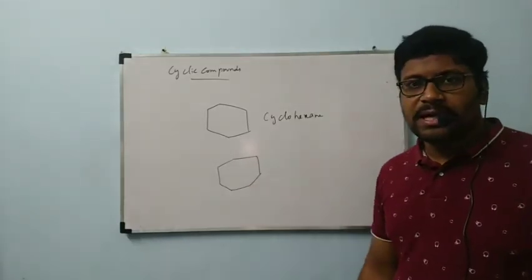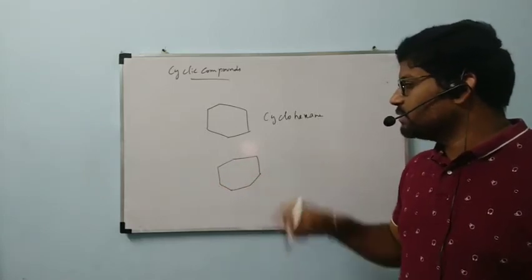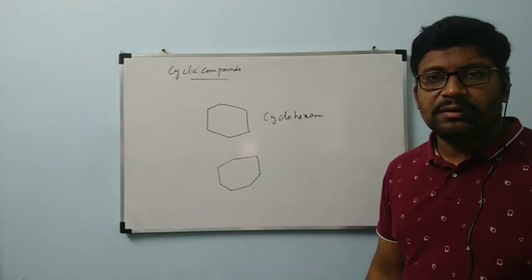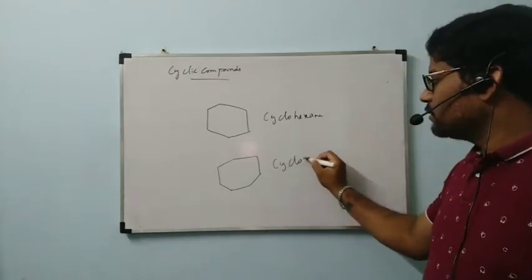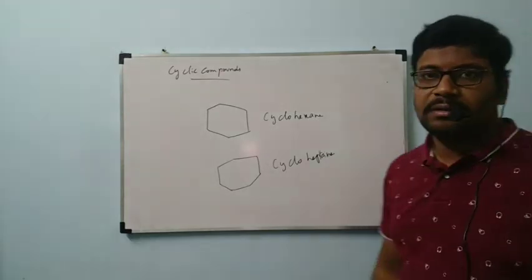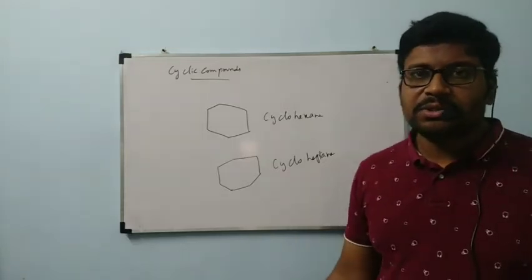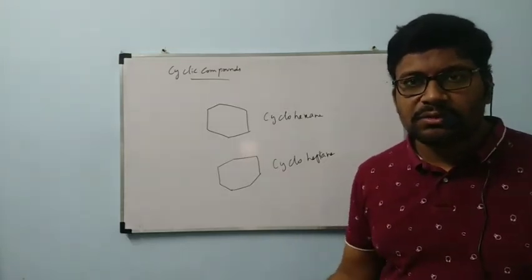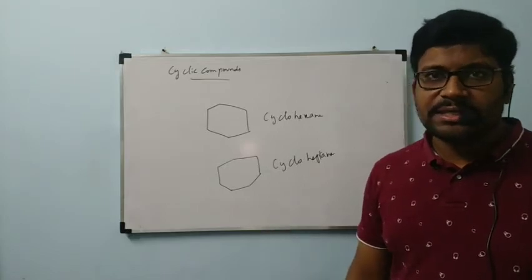This one has how many carbons? 1, 2, 3, 4, 5, 6, 7. 7 carbons are there. What is the root word? Hept. Name of this compound? Cycloheptane. These are simple only. Now if you have side chains and substituents, the same rules we followed for open chain apply here also. Okay, let us see them.